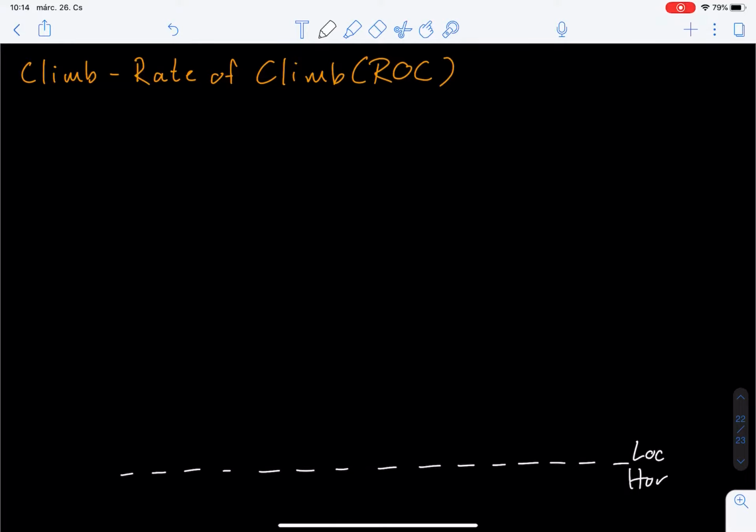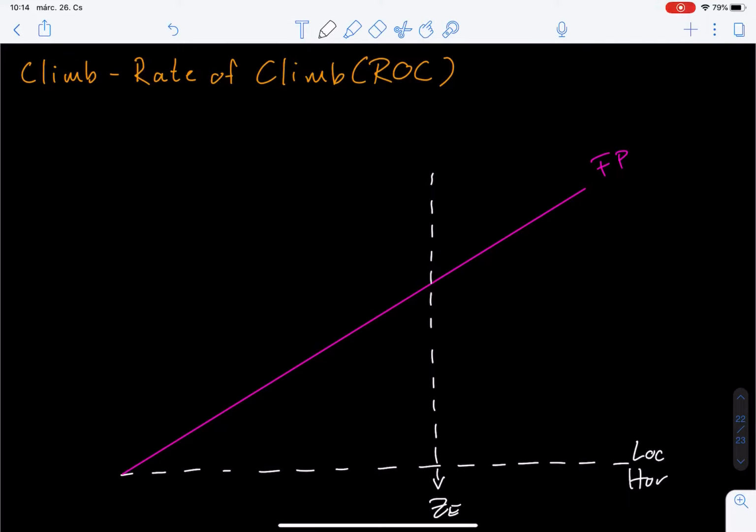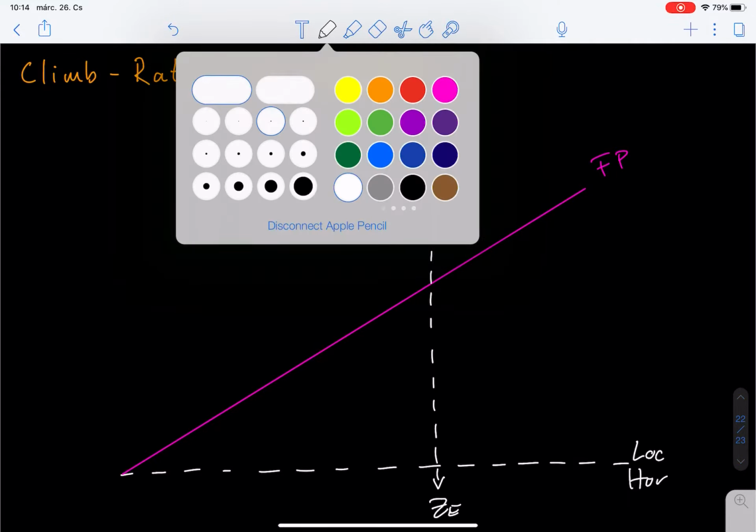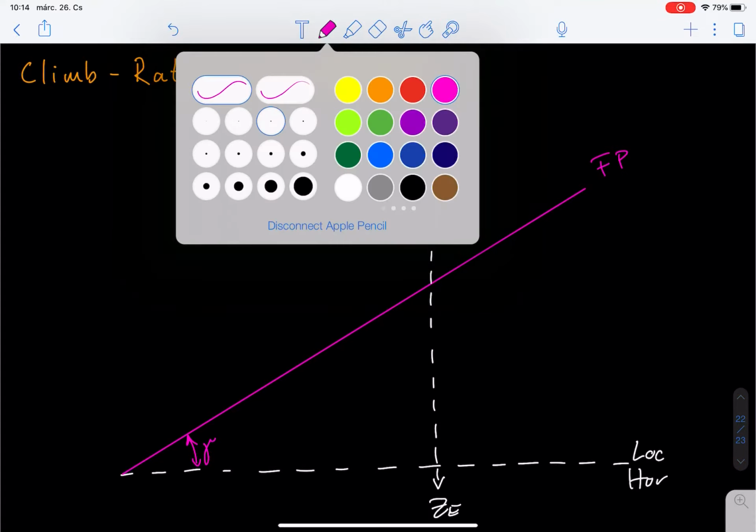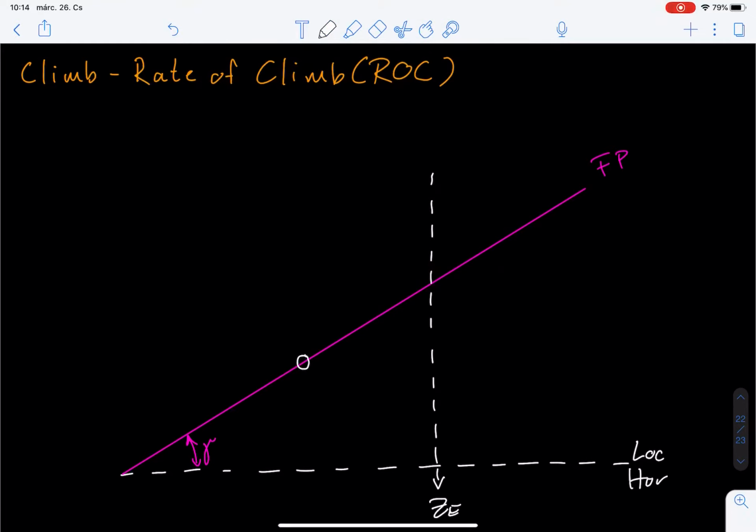So we have a local horizontal, we have a flight path along which the center of gravity of the aircraft travels along. So there you have your flight path. We're going to have a local vertical as well, right? A local vertical, ZE axis if you remember. Okay, so between the flight path and the local horizontal we had the angle of climb, the gamma, and we have on the flight path, of course, the center of gravity of the aircraft, like this. And let's just quickly sketch up the airplane.